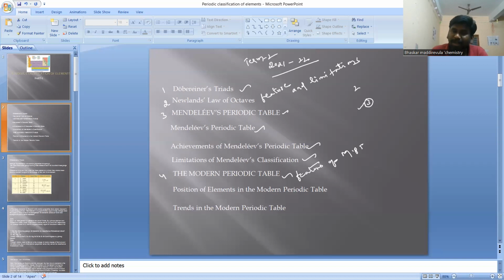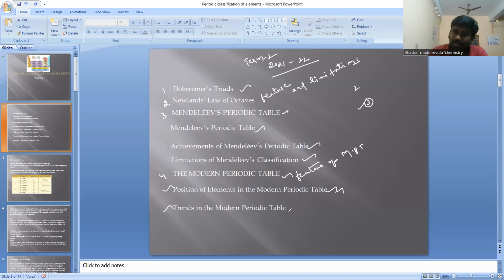Okay, here there are no limitations. In the modern periodic table, there are no limitations. So we need to study only the features. Along with that, we need to study the position of elements in the periodic table, a very, very important topic. Next, trends. Trends in the modern periodic table is a very, very important topic.